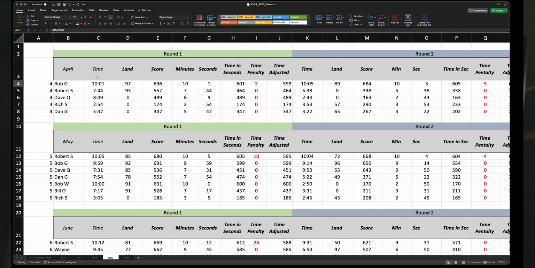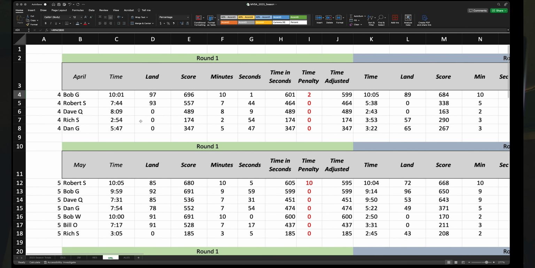So round one, this is the flying time. I'll zoom in a little closer here. This is the flying time. This is the landing score. And this is the score. Up to this is information I've gotten from Rich, which has come off the scorecards.